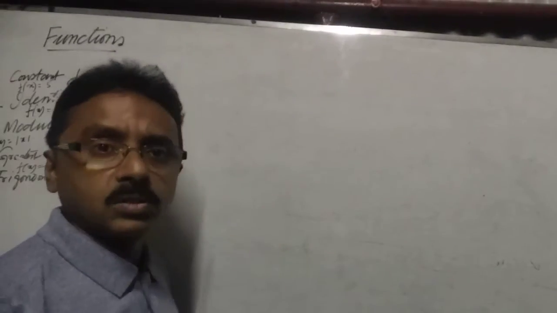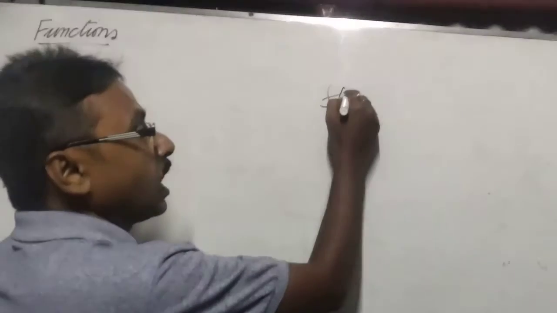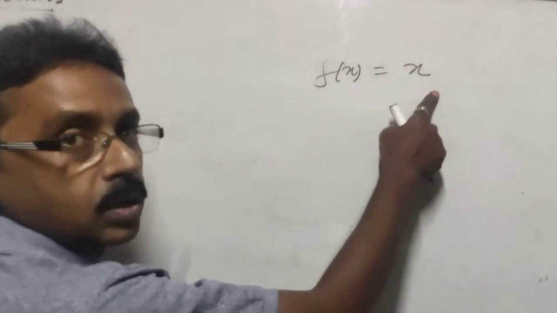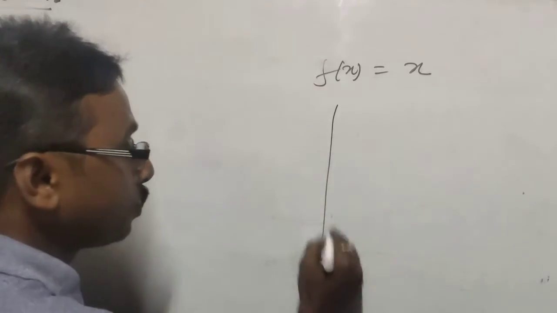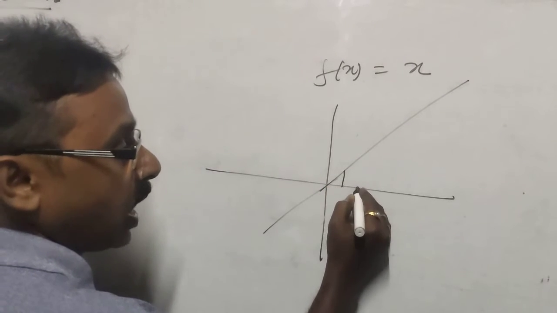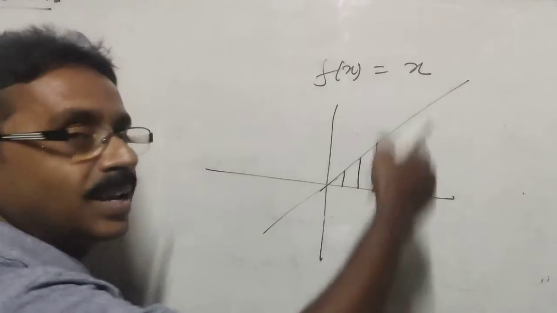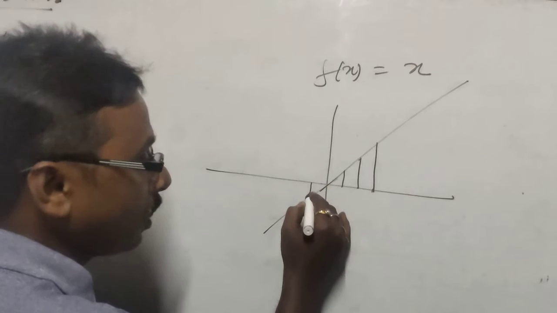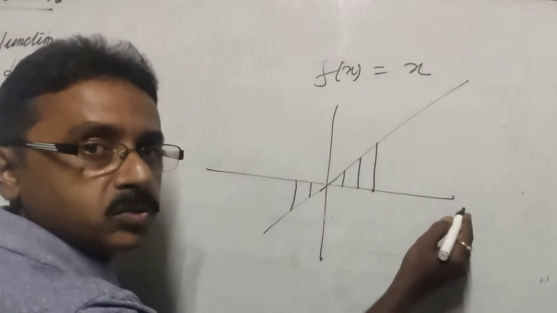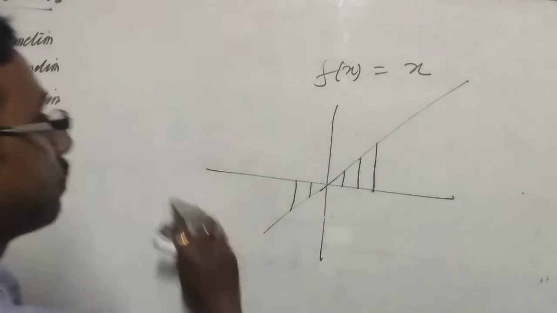Now the identity function. Suppose f(x) equals x. X equal to 1, f(x) is 1. X is 2, f(x) is 2. X is 3, f(x) is 3. That means the function is related with itself. If x is minus 1, it is minus 1. X is minus 2, f(x) is minus 2. So for each and every value of x, there is a unique image. So this is also a function and it is called the identity function.